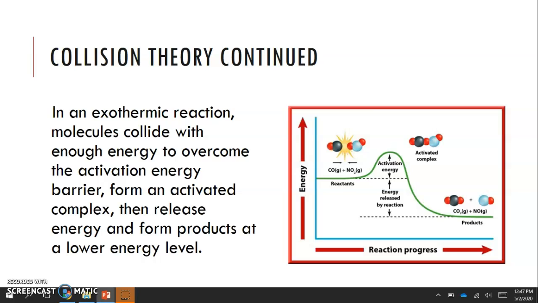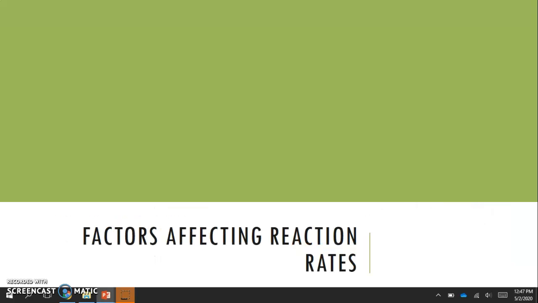So remember, if we're looking at one of these energy diagrams, here we've got our products, the energy of our products lower than the energy of our reactants. That's going to be our indication that this is an exothermic reaction, okay? So this is just kind of the application of collision theory to an actual exothermic reaction. Okay.